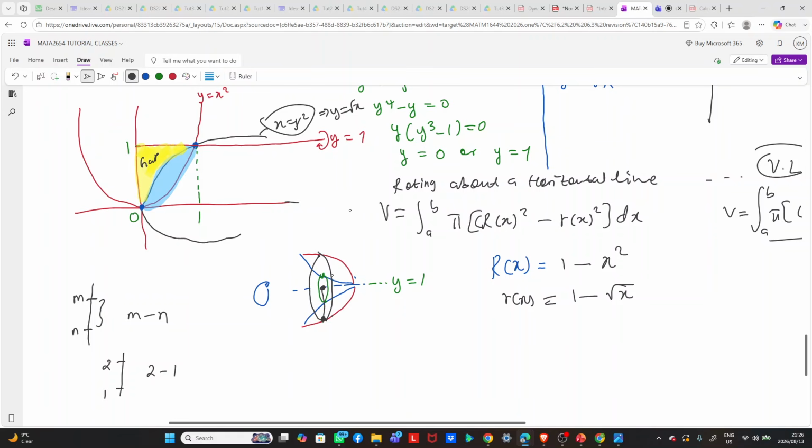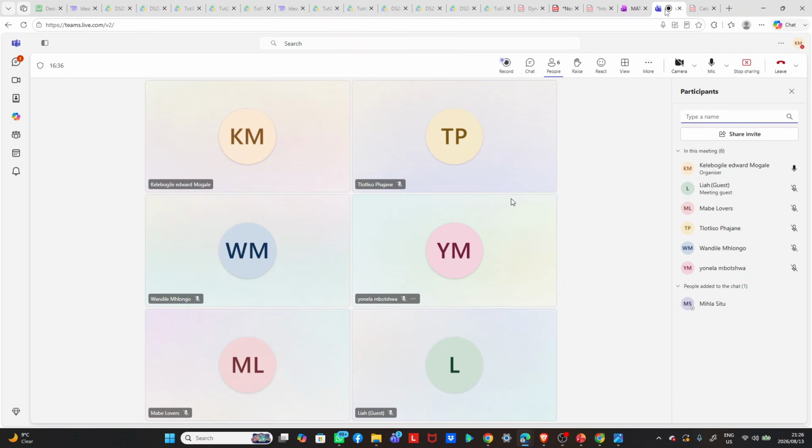Do you guys follow? That is the only new concept that we are putting on top of the information that we know. It's highly likely they will ask something about the revolution about the line, so you need to understand what I'm doing now. Did that go for everyone? Is it fine?